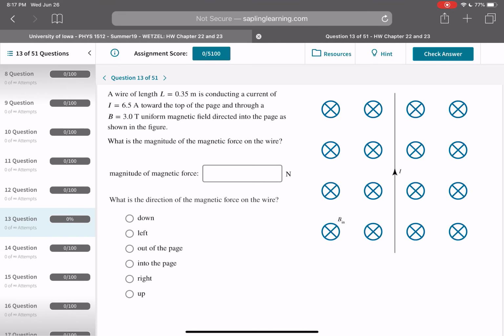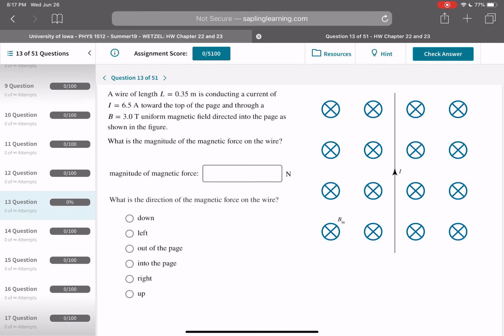Okay, so you've got a wire of length L. It's conducting current toward the top of the page through a magnetic field directed into the page. So we've got a wire going straight up and then a magnetic field going into the page. What's the direction of the magnetic force on the wire?